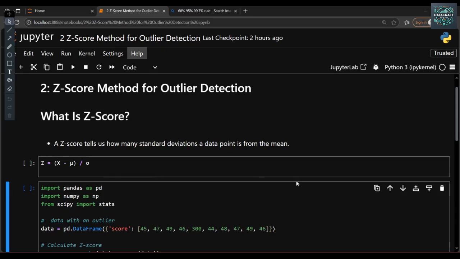So you can simply understand: if the Z-score is greater than plus 3 or less than minus 3, we can consider it an outlier. You can also use a diagram to show the normal distribution. You know the rule, the empirical rule, which is the 68, 95, 99.7 rule. See, the rule is here.